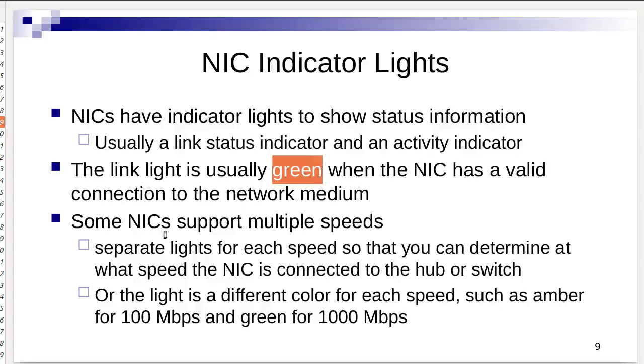Most NICs actually support multiple speeds these days, like 10, 100, or 1,000. That is a gigabit per second speed. And so you might have separate lights for each speed, so that you can take one quick look at the back of the computer and figure out what the speed is. And so that will tell you the speed of the hub or switch that you're connected to, if you can tell what speed it's operating at. So for example, you might see amber for 100 megabits per second, or flashing green, usually for a gigabit or 1,000 megabit per second.